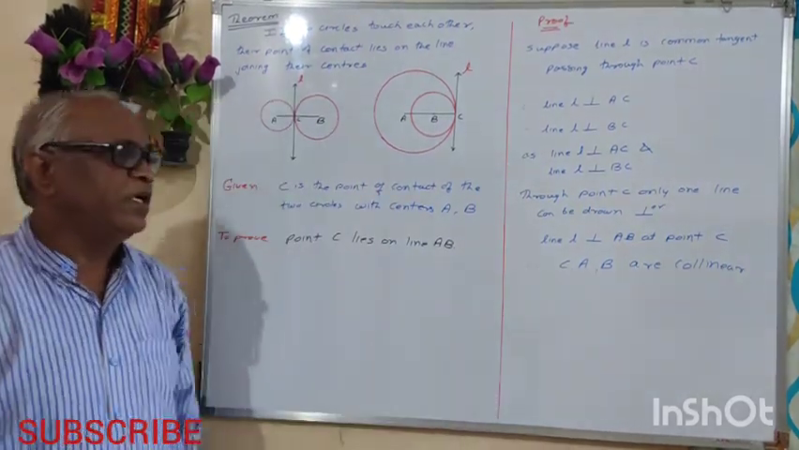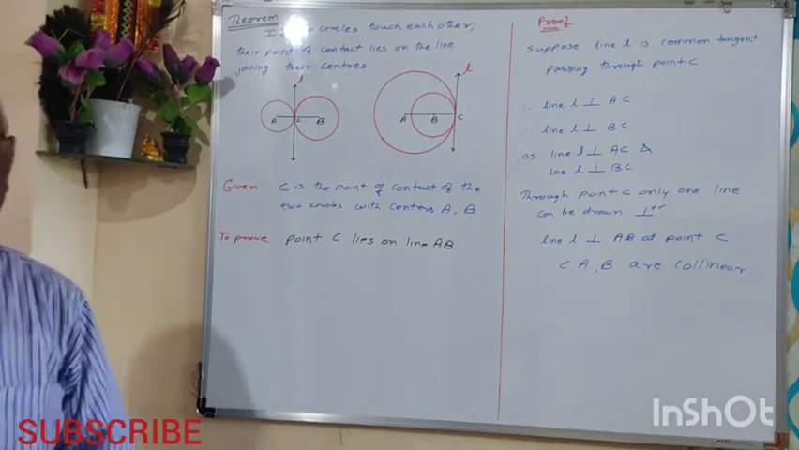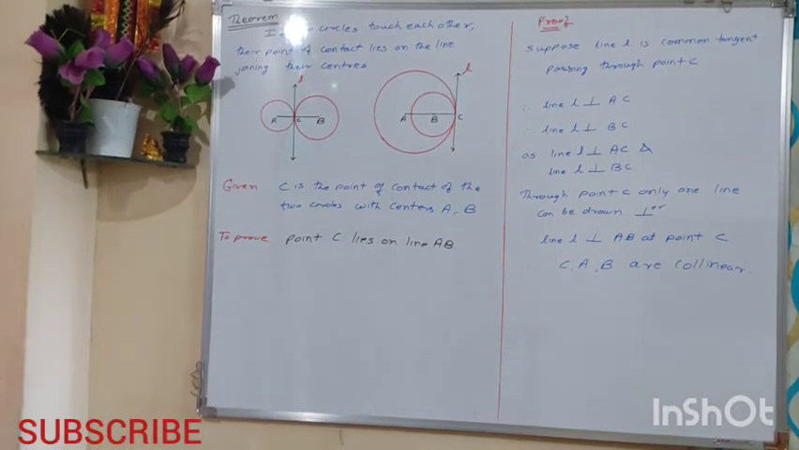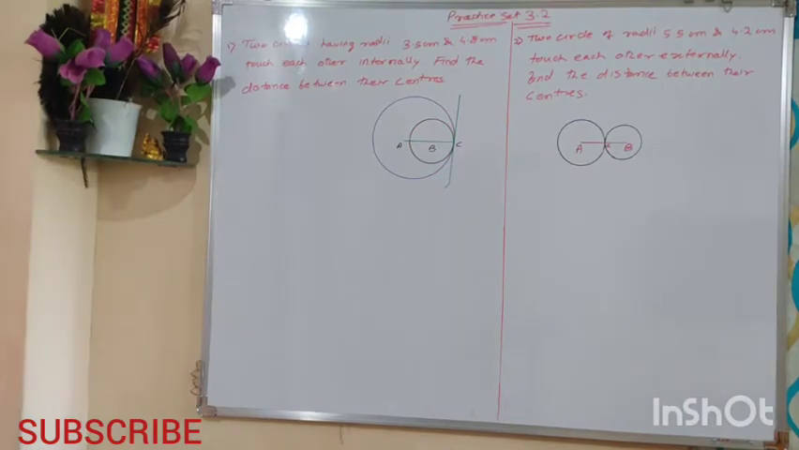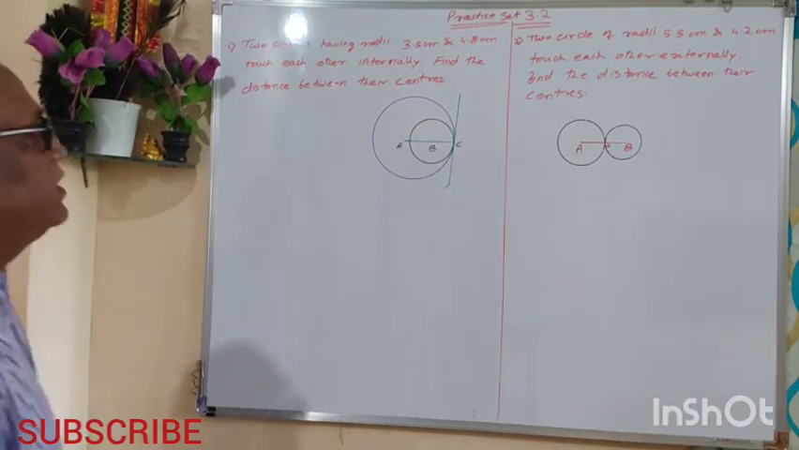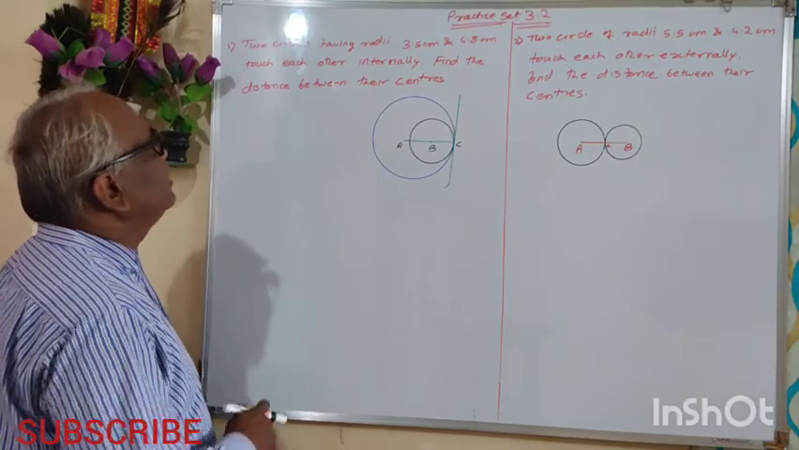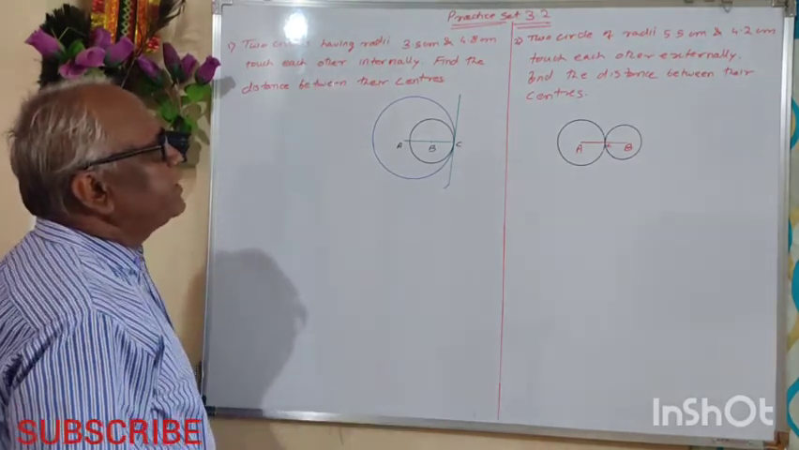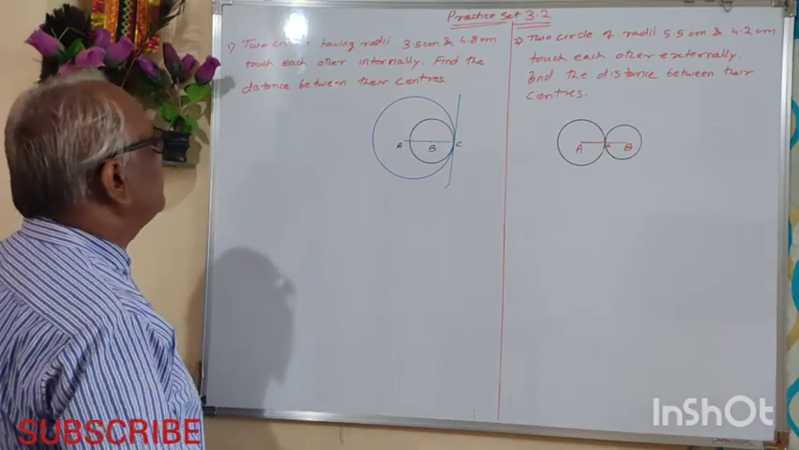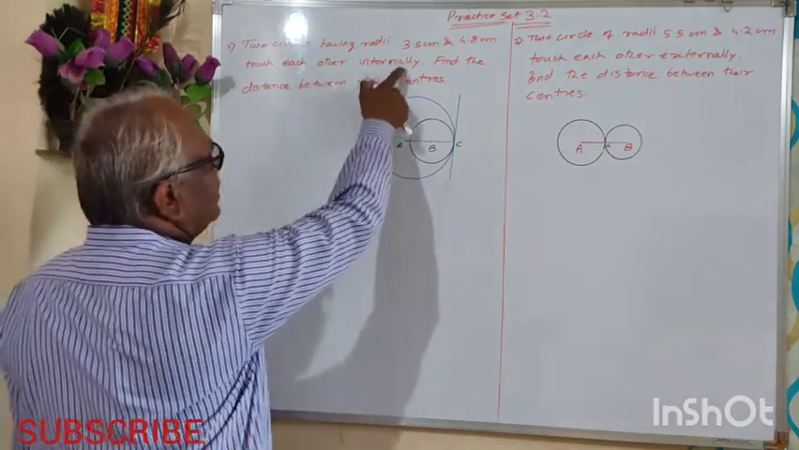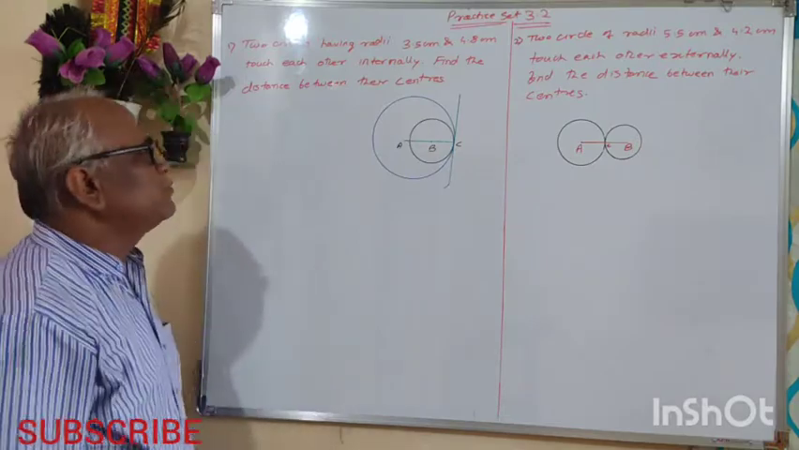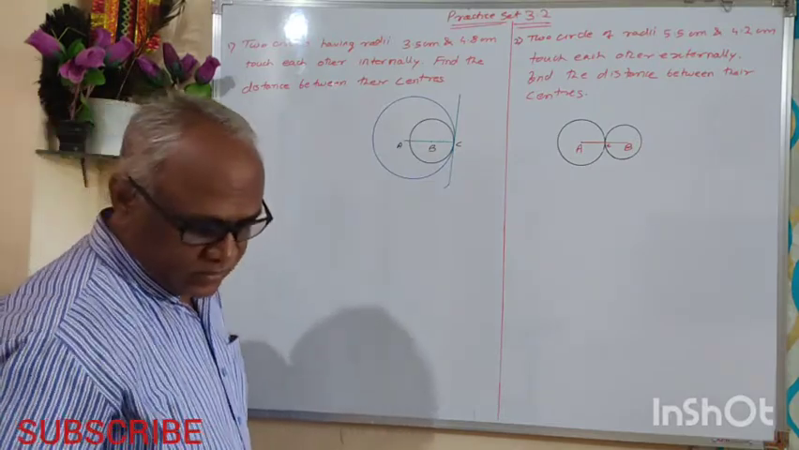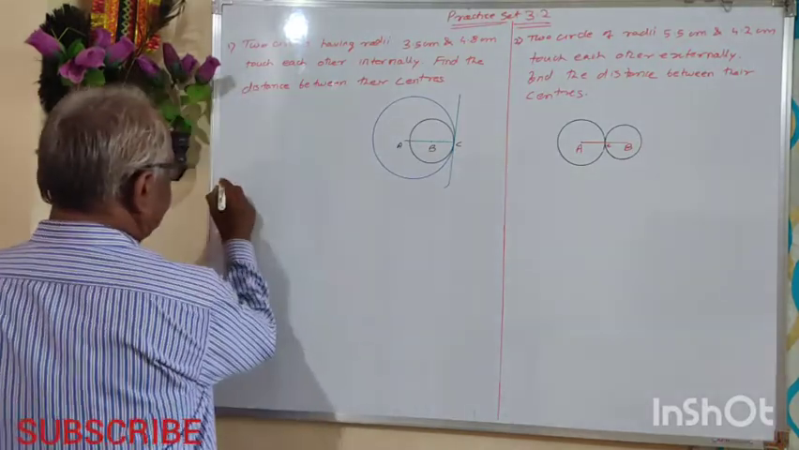First of all, you can take the screenshot and write it. Now practice set 3.2, example number 1. Two circles having the radii 3.5 centimeter and 4.8 centimeter touch each other internally. Find the distance between their centers. Solution.